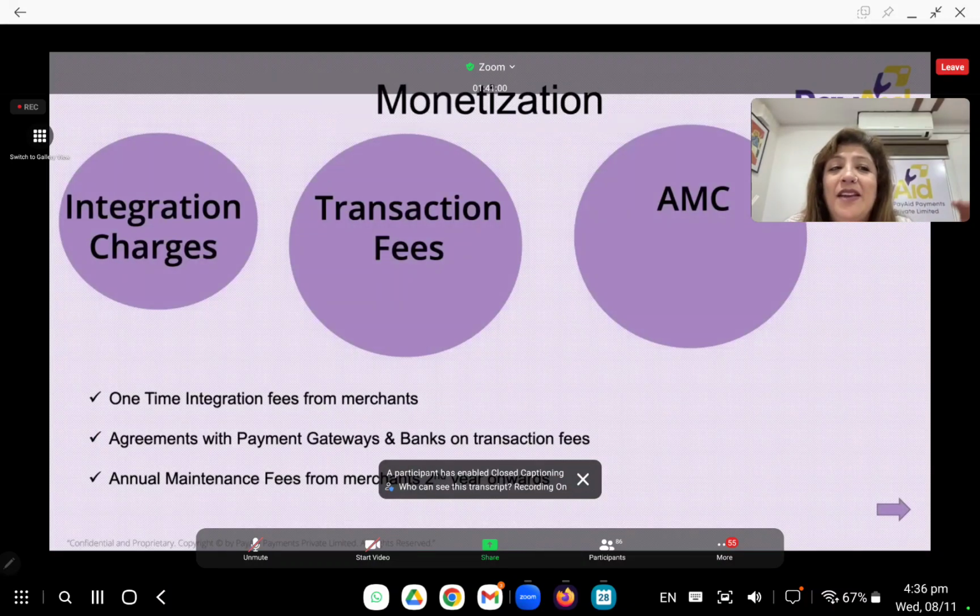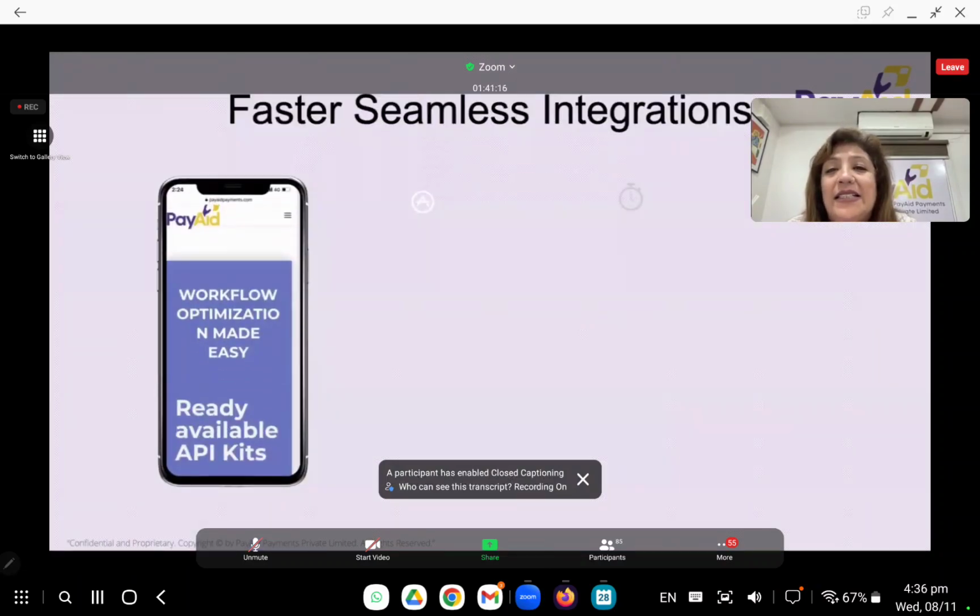How do we make money? Well, we collect a one-time integration fee from our merchants. We collect the transaction fees from the payment gateways, right? And there is an AMC, or annual maintenance fee, from the second year onwards.